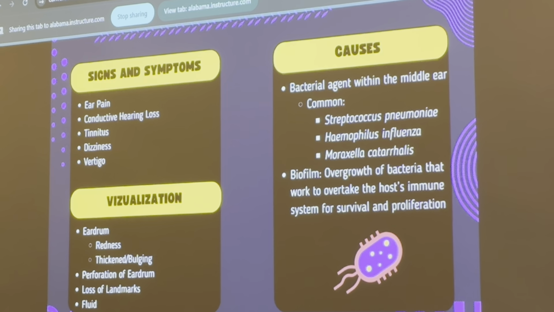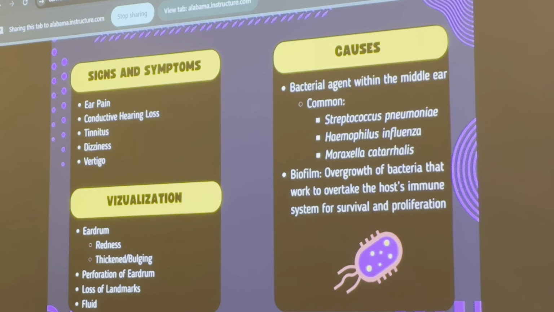Tinnitus, what's that? Ringing. Ringing in the ear. All right, so with the ringing in the ear, our conductive hearing loss, that fullness and that pressure, that's going to cause us to feel a little bit dizzy, have a little bit of vertigo. So we may be off balance for a little while until we clear this infection up.